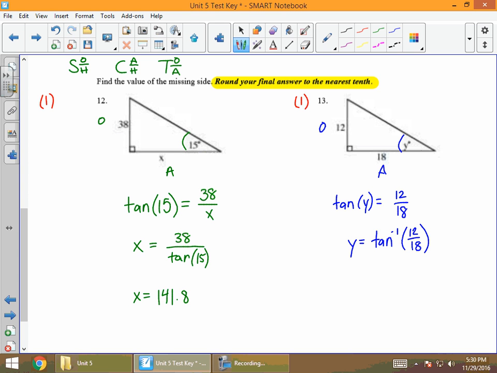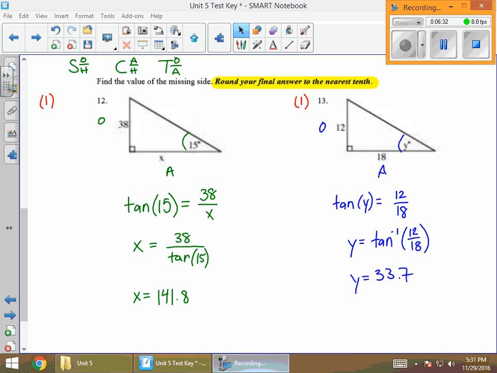So you have to hit the second button on your calculator. So second tan, 12 divided by 18, hit enter, rounded to the nearest tenth. It is 33.7. 3 questions, 3 points. That is the end of page 3. The last video is coming next.